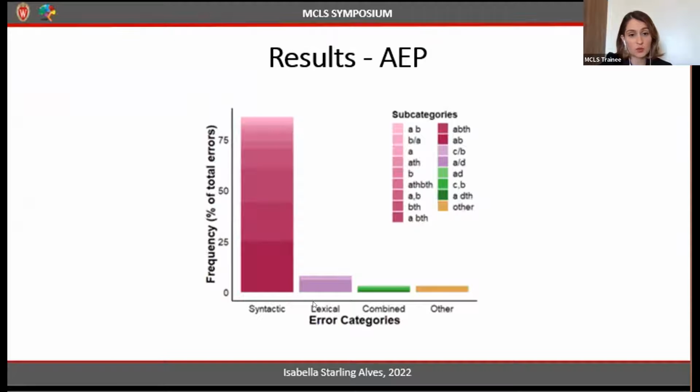So overall, what we saw is that participants committed mostly syntactic errors. Few participants also committed lexical errors. Combined errors, they were rare. And so I'm going to show a few examples, the examples that were more frequent for each of these categories.